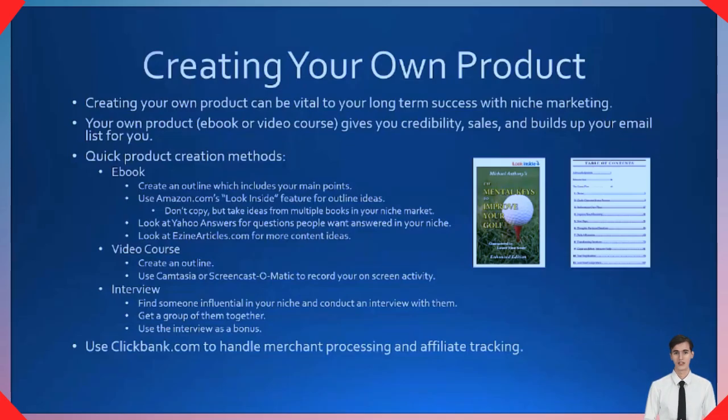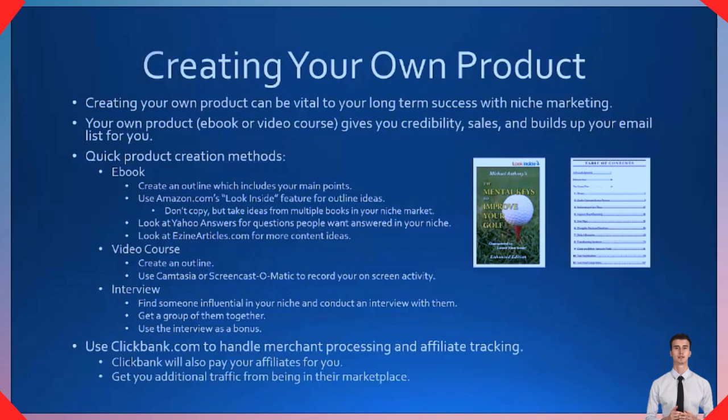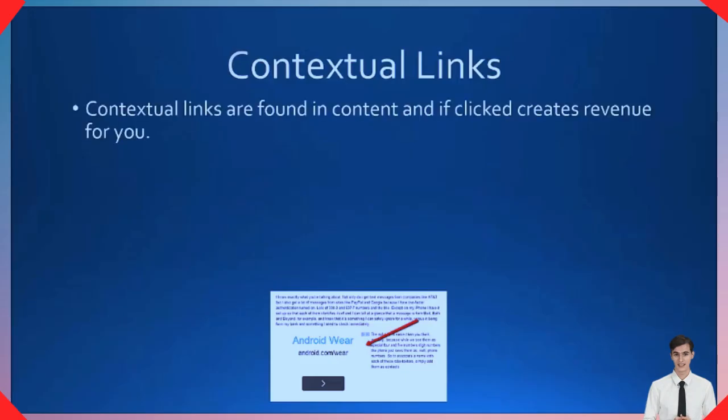Use clickbank.com to handle merchant processing and affiliate tracking for your own digital product. It's one of the easiest platforms to use, and it's set up for this kind of stuff. ClickBank will also pay your affiliates for you, and you need affiliate-driven traffic because as far as traffic goes, affiliate-driven traffic is one of the best types of traffic that you can obtain for your business. You can also get additional traffic just from being on their marketplace, from people stumbling across your product, and most importantly, from affiliates finding it. And that's where ClickBank really excels, is in the digital product space. So that's where creating your product is a great way to get established in a niche market.